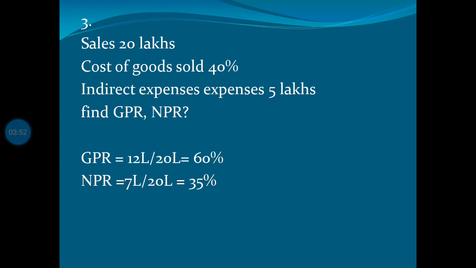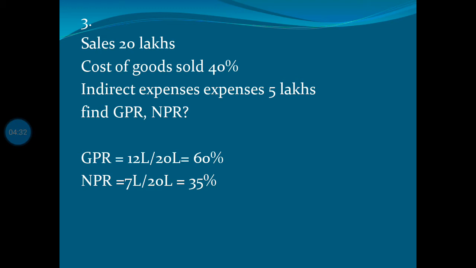Another example, sales 20 lakhs, cost of goods sold is 40%. Indirect expenses amount to rupees 5 lakhs. We have to find gross profit ratio and net profit ratio. How do we calculate? Gross profit is 20 lakhs minus 40%. 40% is 8 lakhs. So 20 lakhs minus 8, 12 lakhs. So gross profit ratio is equal to 12 lakhs divided by 20 lakhs into 100, that is 60%.